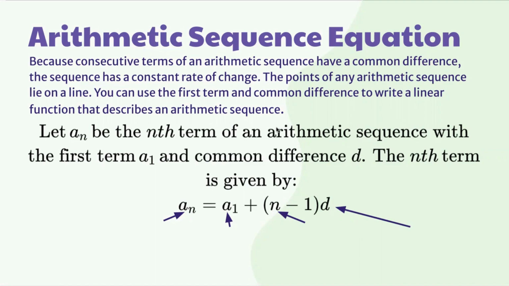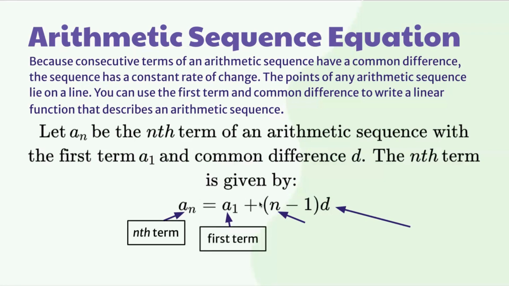You can use the first term and the common difference to write a linear function that describes an arithmetic sequence. So this is, once again, our arithmetic sequence equation. A sub n is basically just any term that is in your arithmetic sequence, and we refer to this as the nth term. A sub 1 refers to the first term in your sequence.